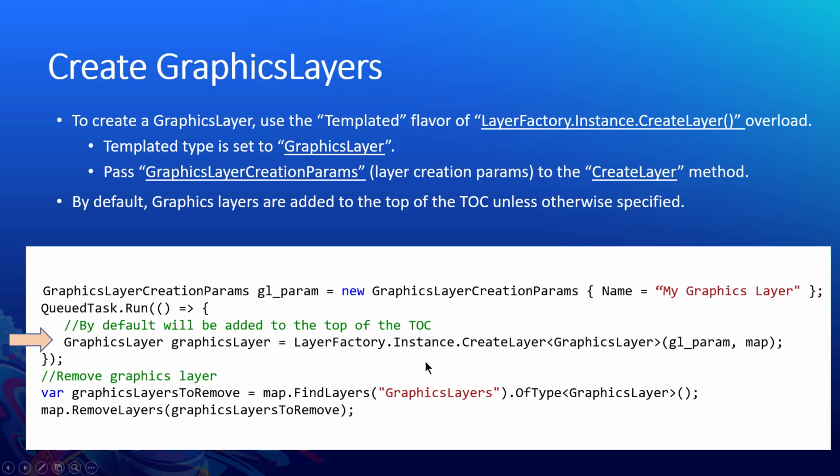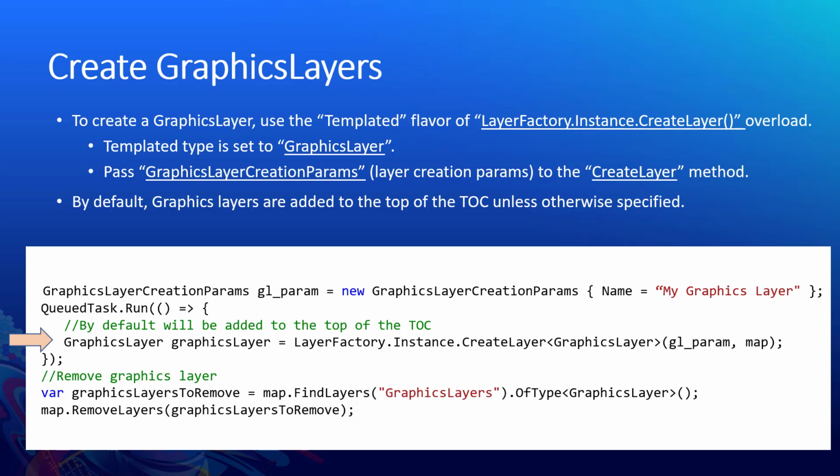I then call the templated flavor of the create layer method, and I set the templated type to the graphics layer. I pass in the graphics layer creation params object as a parameter and the map to which I want to create my layer. This method will return a graphics layer object, and it will also automatically add the newly created layer to the map.